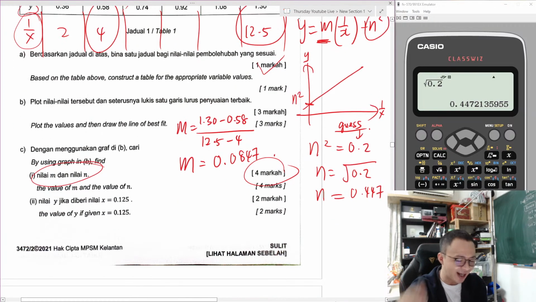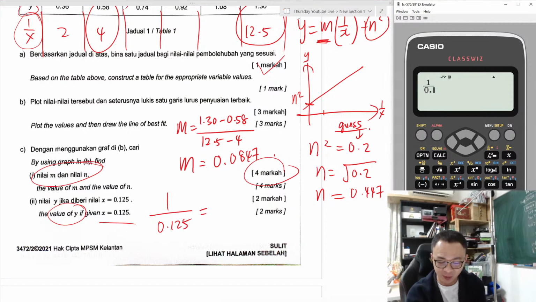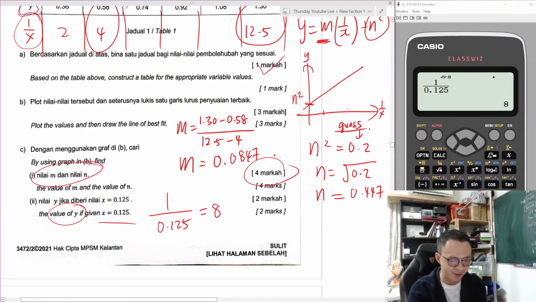Okay? And then lastly, they ask us to find the value of y when x is 0.125. You don't find 0.125 from the horizontal axis now, because this is not x value, this is 1 over x. So you need to do 1 divided by 0.125 first. Then this value is a. Then you find the 8 from somewhere here, then you should be able to get some y value. This one will be your answer.